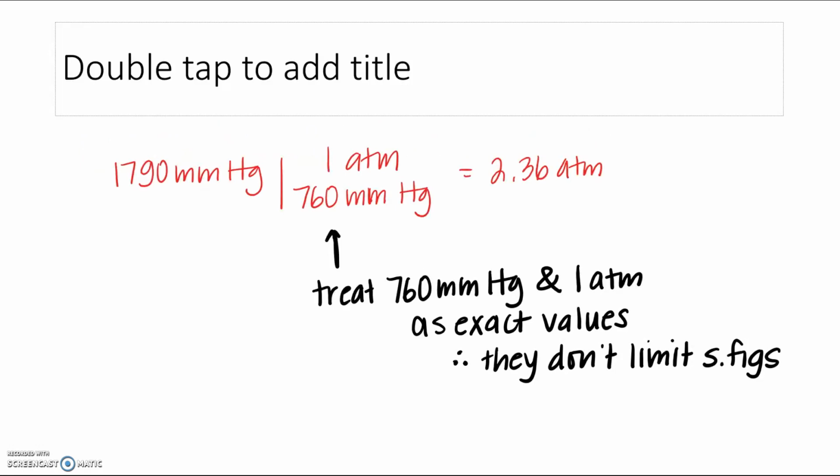So remember, you should be using dimensional analysis. So the units that you want to cancel need to be on the top and the bottom. Units that you want to get need to be on the top. And then just watch your sig figs when you are solving. So 2.36 atmospheres should be your final answer.